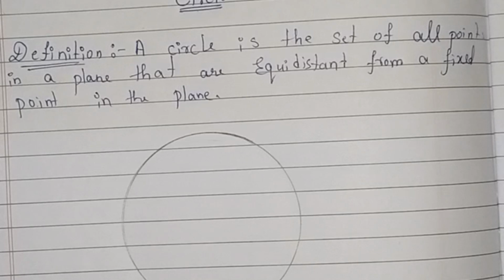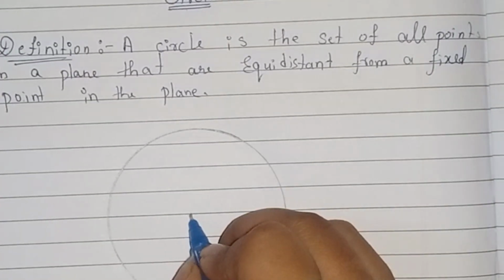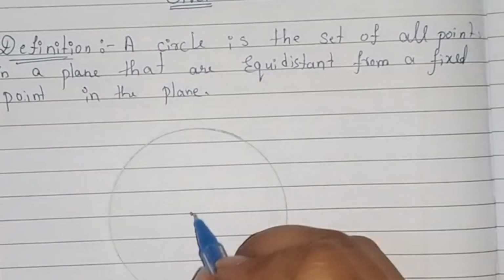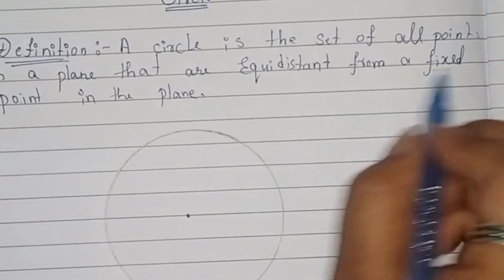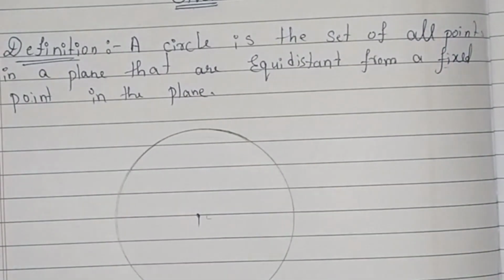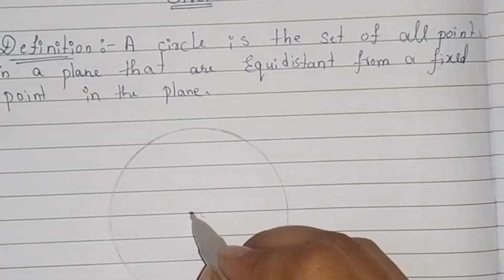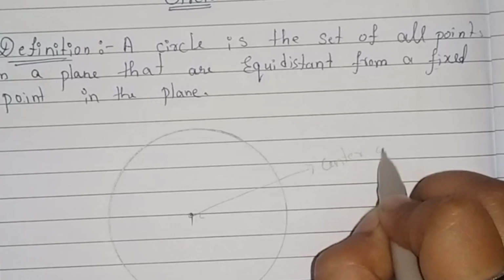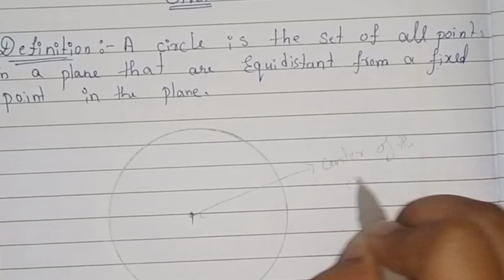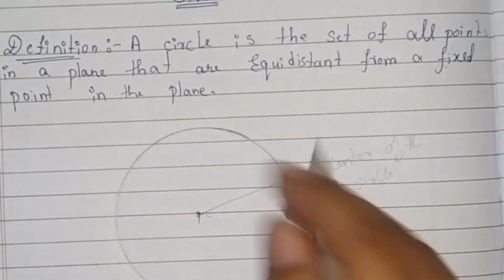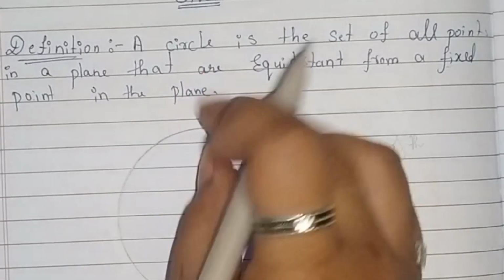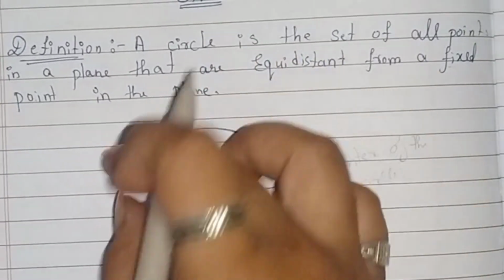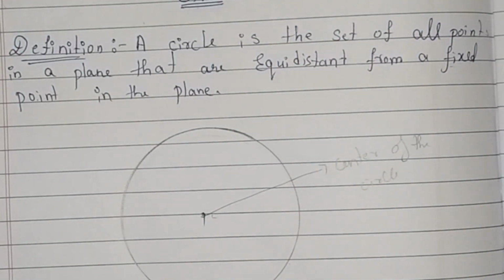So if we have to explain it using a diagram, this is the center of the circle. Okay, this is the fixed point in the plane. The fixed point in the plane is this, and that fixed point is called the center of the circle. Okay, and the set of all these points which are joined in the plane does form a circle.